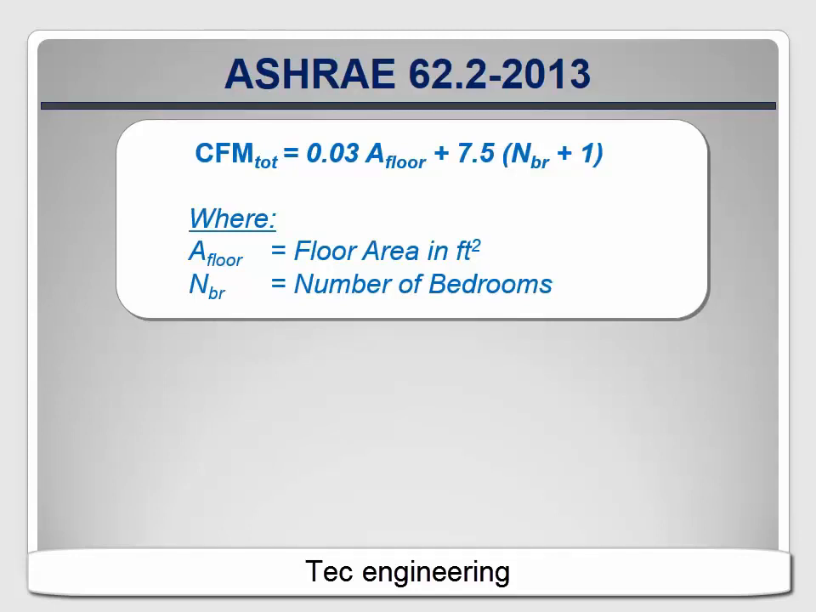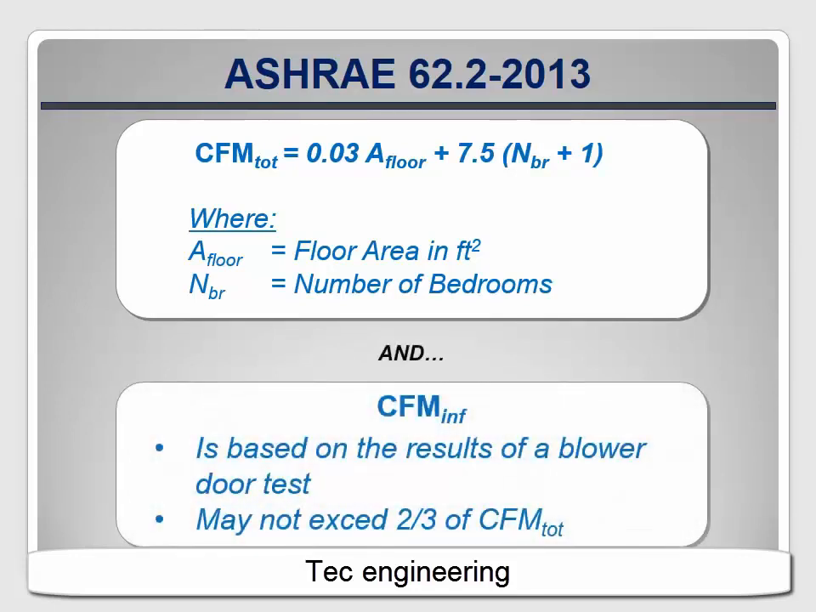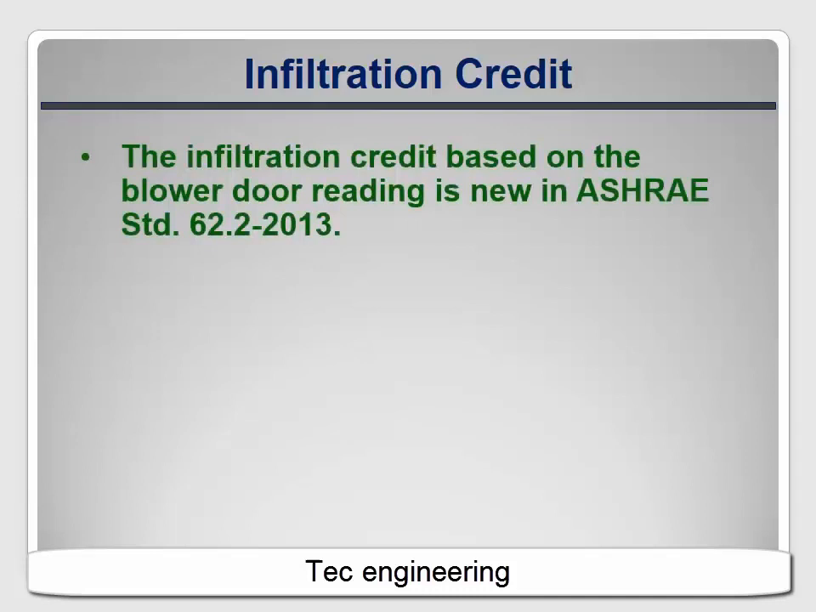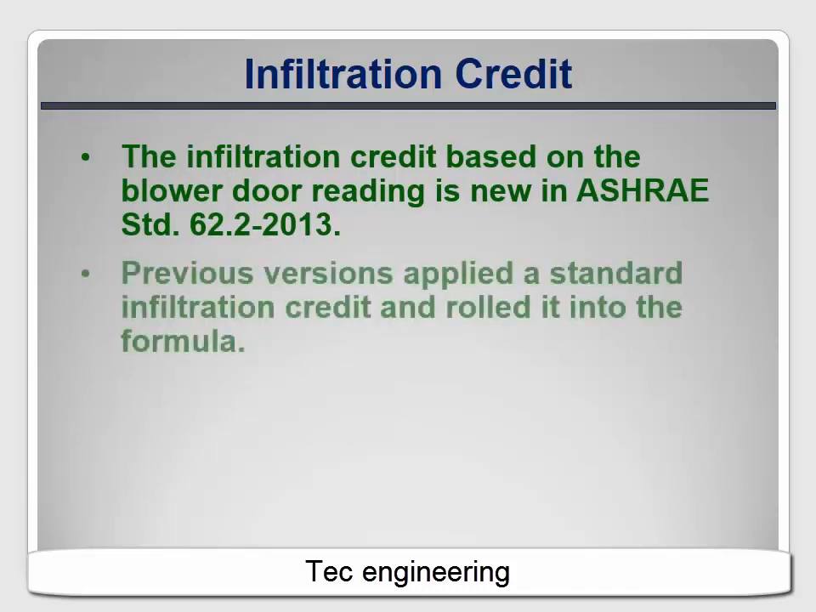The CFM infiltration, which is called the Infiltration Credit in the standard, is determined based on a blower door test on the completed house, and it can't exceed 2/3 of the CFM total. There's another calculation for that, and we'll get to it in a few minutes. This method of using the blower door reading to determine an infiltration credit specific to each house is new to the 2013 version of ASHRAE 62.2. Recent versions applied a standard infiltration credit to each house and rolled it into the formula. In the 2007 and 2010 versions, for example, the credit was 2 CFM per 100 square feet of floor area.